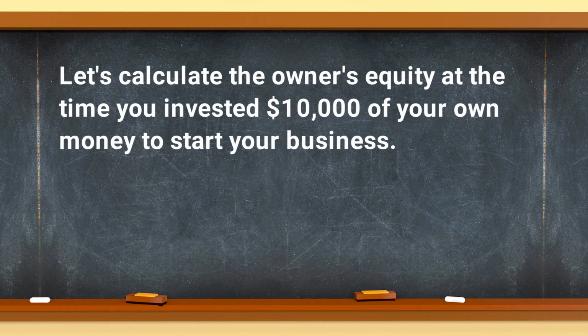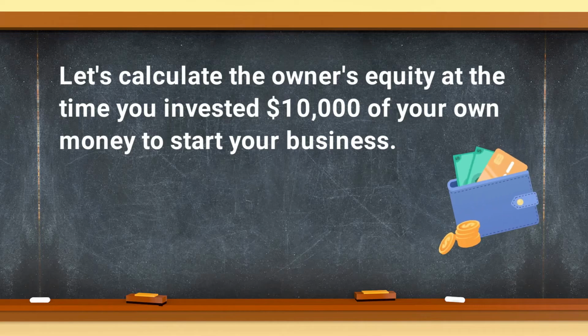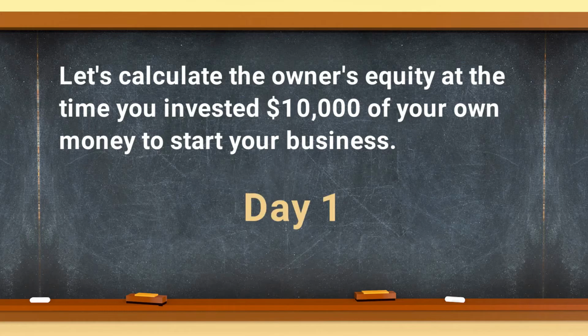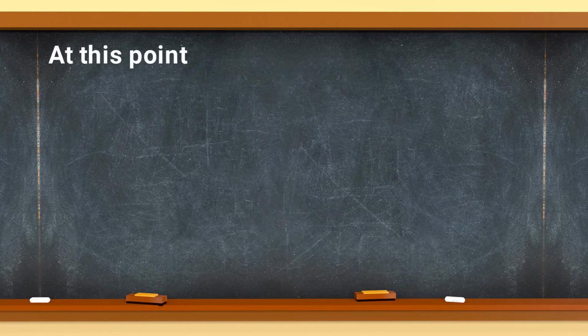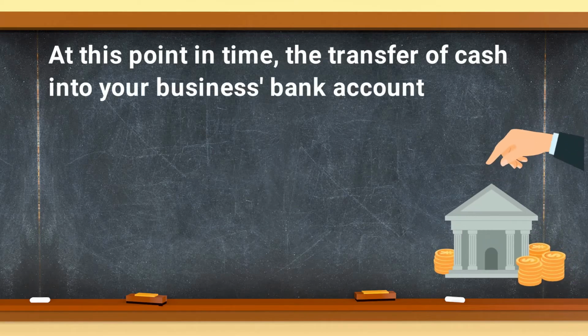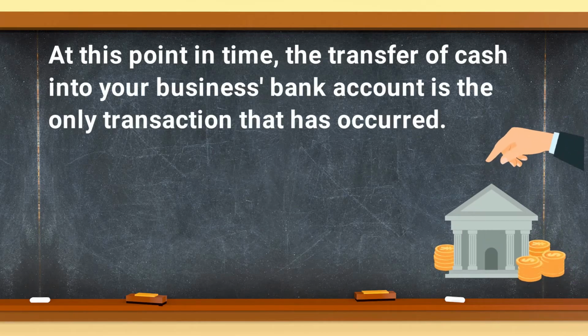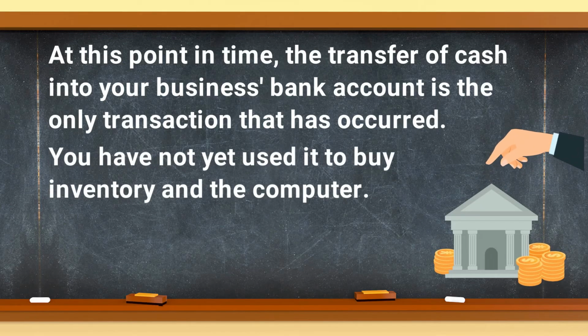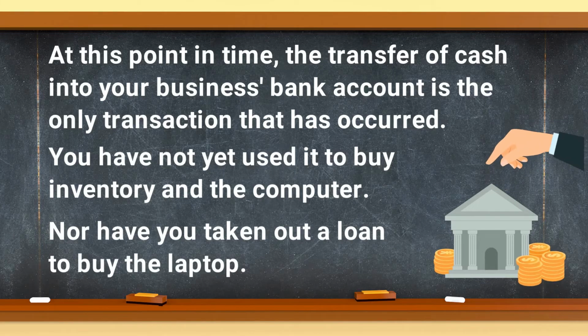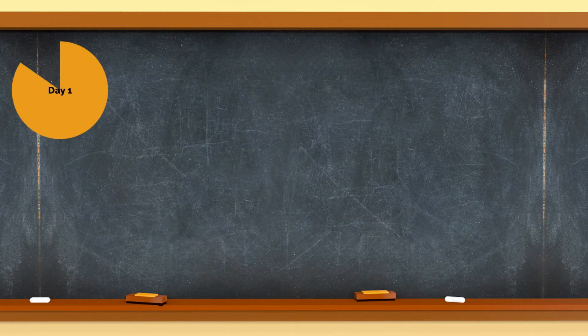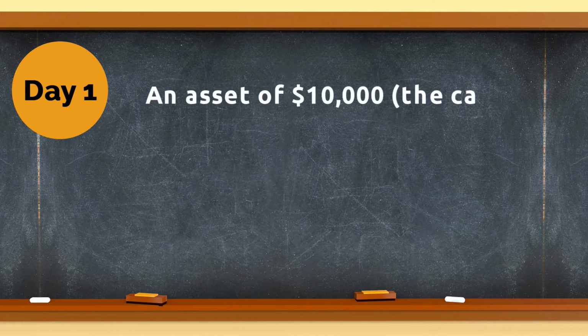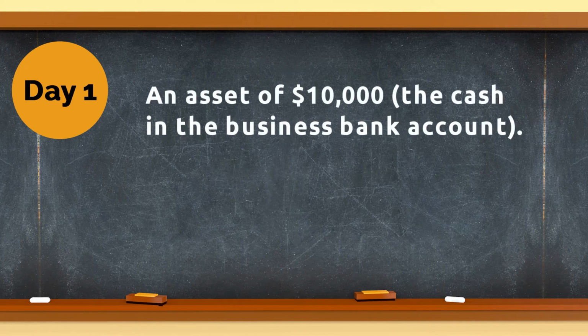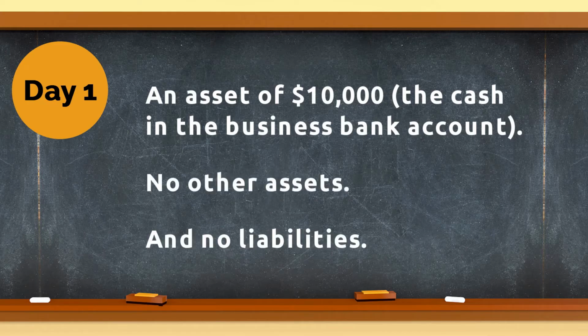First, let's calculate the owner's equity at the time you invested $10,000 of your own money to start your business. Let's call this day one. Now bear in mind that at this point in time, the transfer of cash into your business's bank account is the only transaction that has occurred. You have not yet used the money to buy inventory or the computer, nor have you taken out the loan to purchase the laptop. So what you have on day one is an asset of $10,000, which is the cash in the business's bank account, no other assets, and no liabilities.